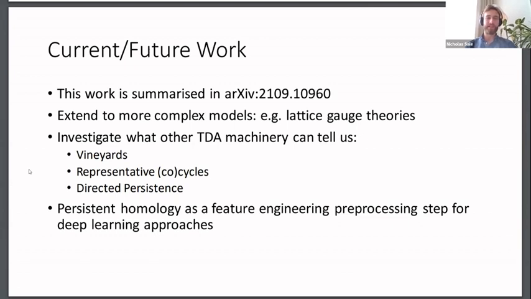There's also work to be done in investigating what other topological data analysis machinery can tell us. So there's an idea called vineyards, which goes back to that stability property I mentioned earlier. If a small change in the input data leads to a small change in the persistence, what happens if we track these small changes? And what we see is we can track the points in the persistence diagram as they form a path, which we call a vine, and then the collection of these vines forms a vineyard.